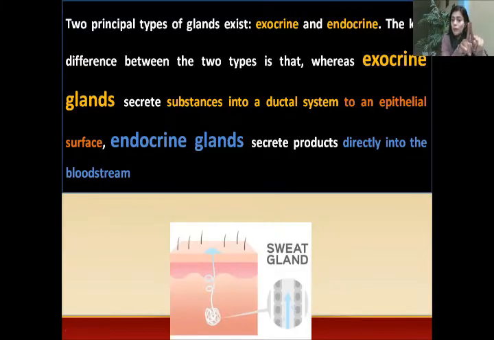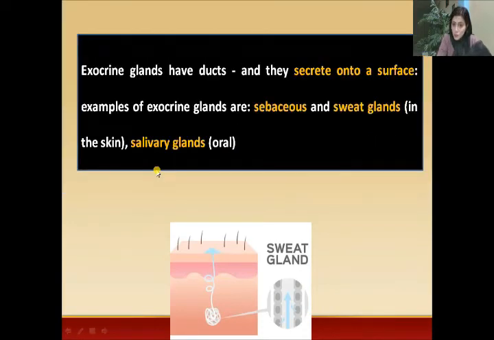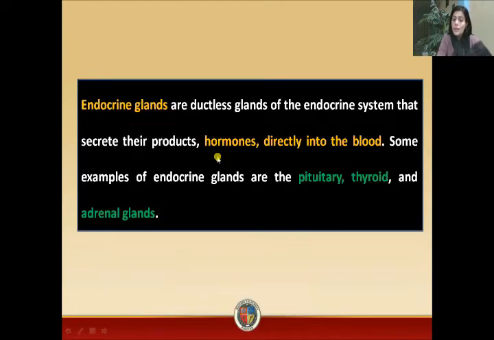Here you must know that we have two systems, the exocrine system and the endocrine system. The exocrine glands produce their secretions into a ductal system, for example the sweat gland. While the endocrine glands secrete their products directly into the bloodstream. Examples of exocrine glands are the sebaceous glands, sweat glands, and salivary glands. Examples of endocrine glands, which release hormones directly into the blood, are the pituitary, thyroid, and adrenal glands.